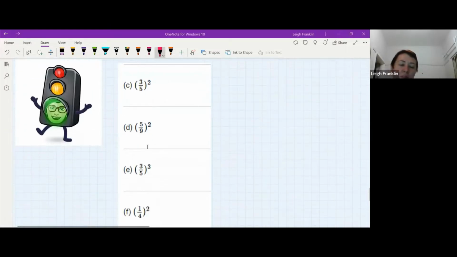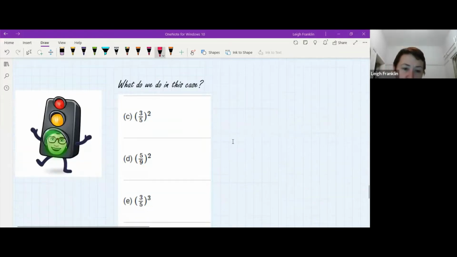Okay, so now we're still talking about multiplying fractions, but now I've involved exponents because this is something that we were talking about earlier in the term. All right, so if I was to give you 3 over 5 and then I squared it, what am I asking you to do?